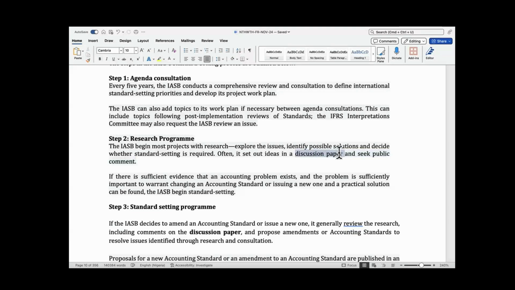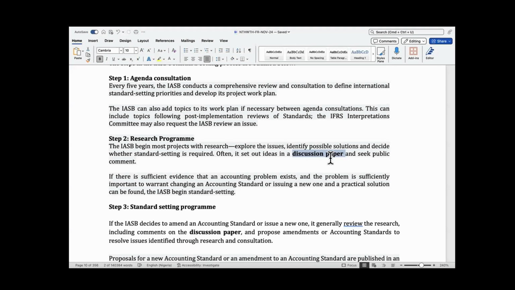They document it in a discussion paper. This discussion paper, they would usually send it to the public. They will send it to everybody, and it's in the form of questions. You are expected to send in your comments, right?